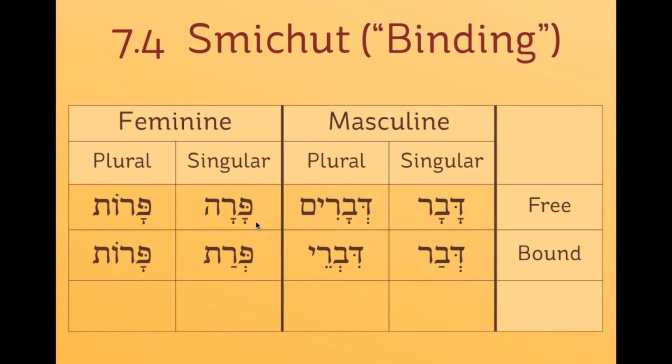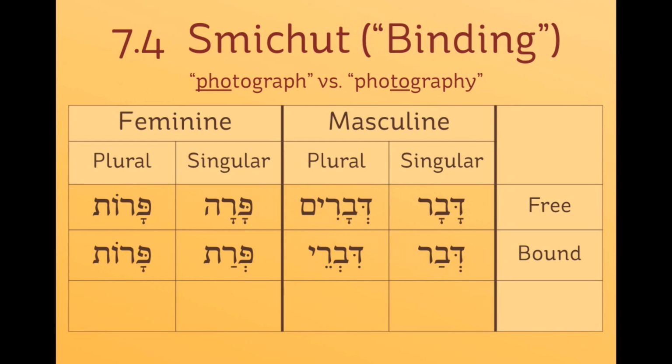For feminine, you also get vowel reduction, so kametz becomes a shva. The ending changes to not ah, but at. We'll talk about the ending change in a sec. So vowel or syllable reduction is key to identifying a bound word in a smichut, but you don't always get it. For feminine plural, it's pronounced the same.